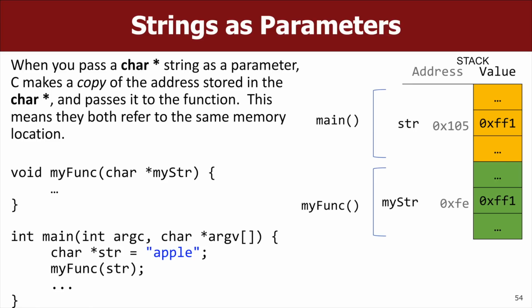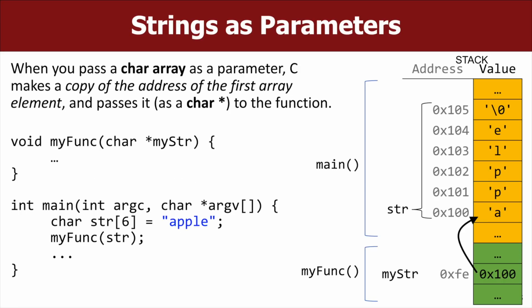Now, when you pass a char array as a parameter, C makes a copy of the address of the first array element and passes it as a char star to the function. So what does this mean? If we have a char array here that stores apple, we saw before that this means that we have space on the stack to store every character in apple, right over here, A-P-P-L-E, and the null terminating character. And str refers to all of this memory. When we pass this array as a parameter, C tries to save space, and it passes a pointer to the first element in this array. This pointer would store the address of A, which would be 0x100, and that's exactly what my str stores, 0x100.